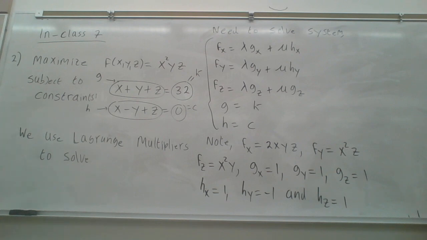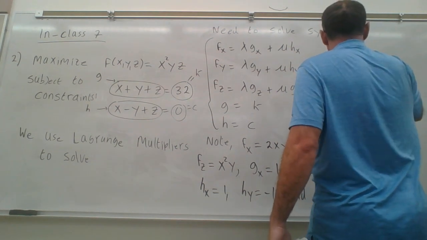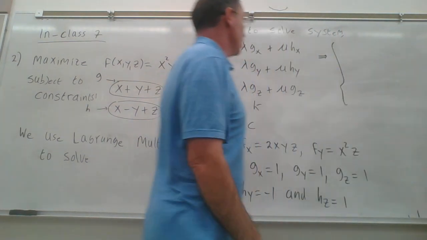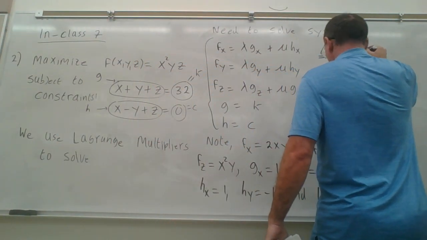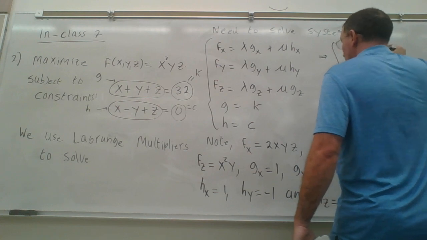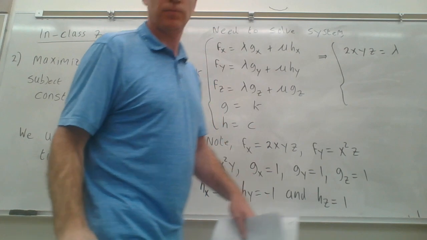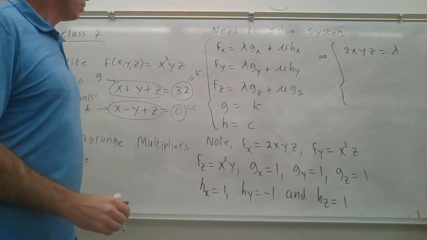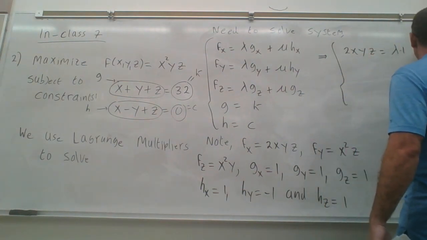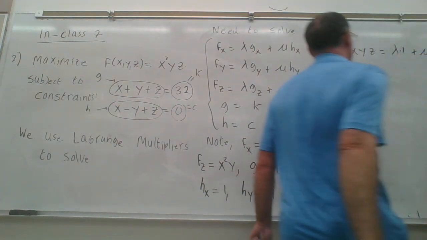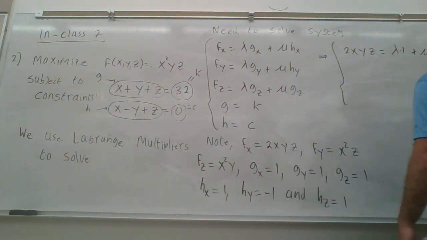Okay, so let's plug into our system then. So plugging into our system here, we'll get then f of x, so it'll be 2xyz equals lambda times g of x. So lambda times g of x here is 1, plus mu times h of x is 1 also. Let's call this equation 1.